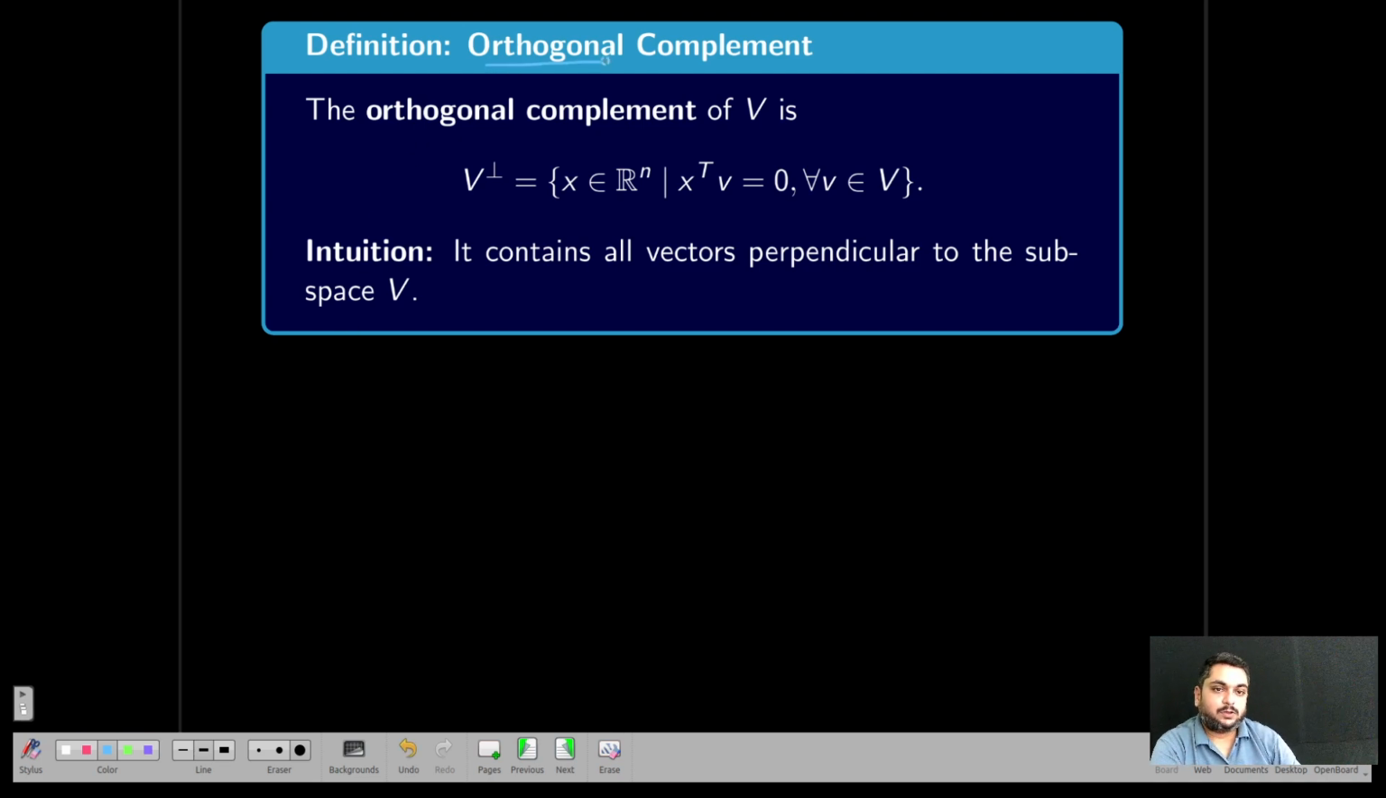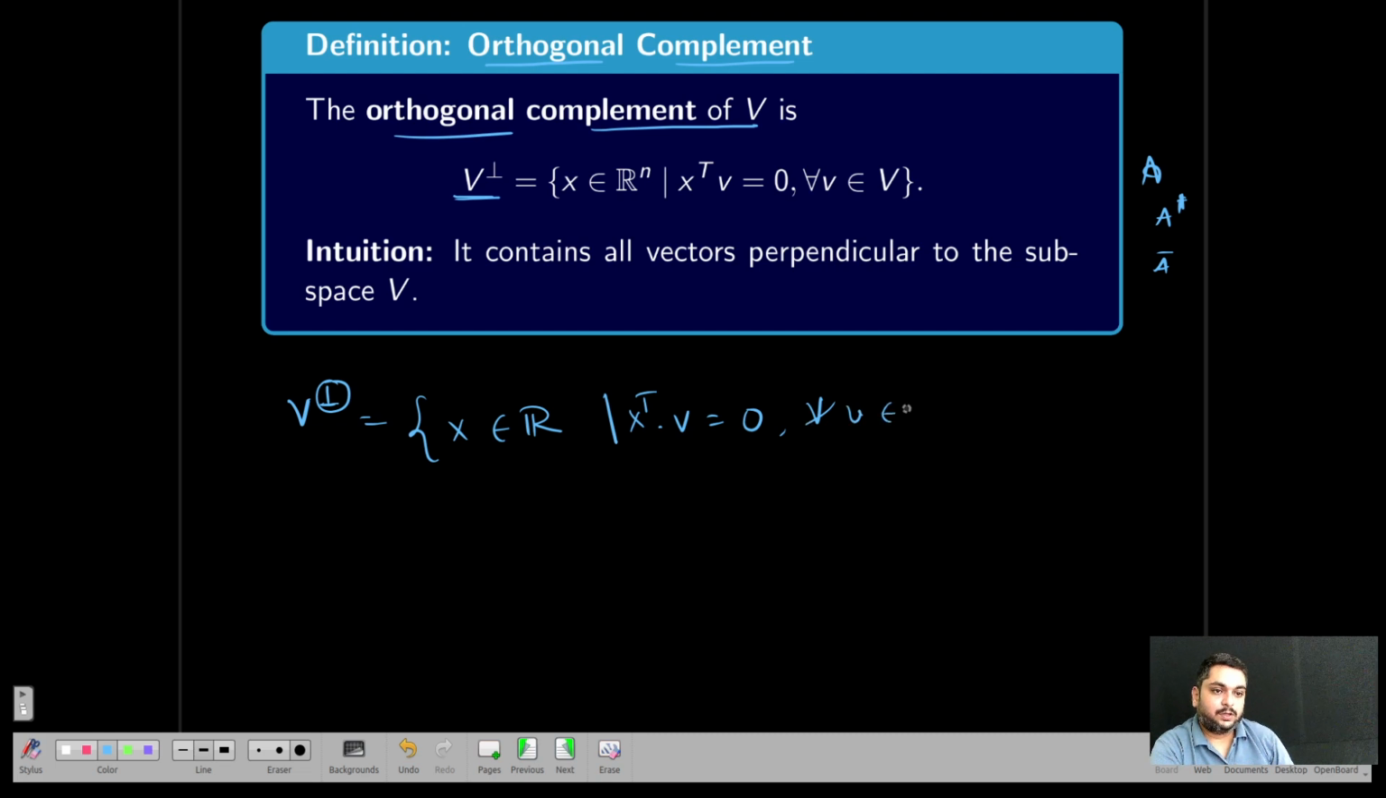Now, an important concept is called the orthogonal complement. The orthogonal complement of V is written as V perpendicular. Usually when I give A, you write its complement as A dash or A bar. Here the symbol is defined as the set of all x that belong to the space of real numbers, such that x transpose v is equal to 0 for all vectors v belonging to V.